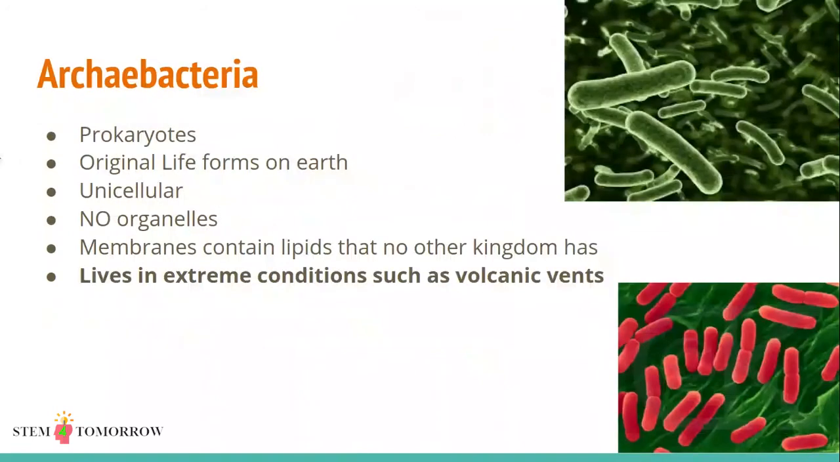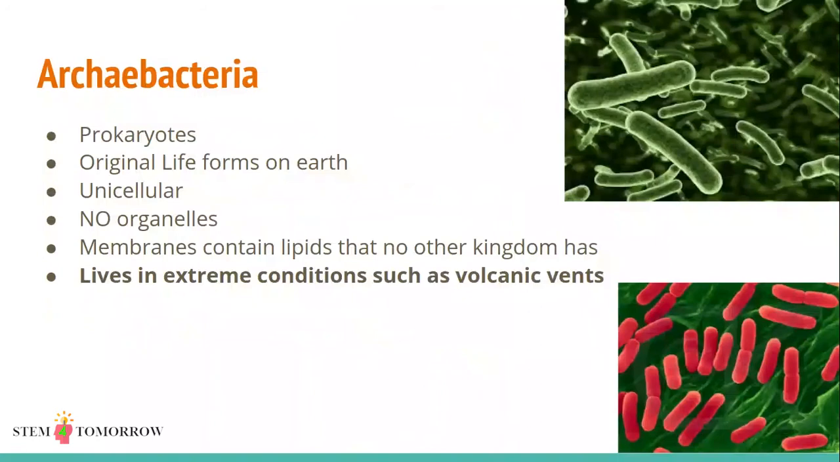Then we have Archaebacteria. They're prokaryotes. They were the original life forms on Earth along with eubacteria. Basically, prokaryotes were the original life form on Earth before they evolved, and we now have eukaryotes, which are more complex and have the nucleus. So just a thing to know.